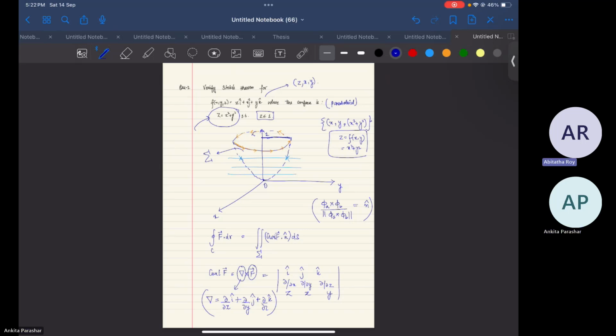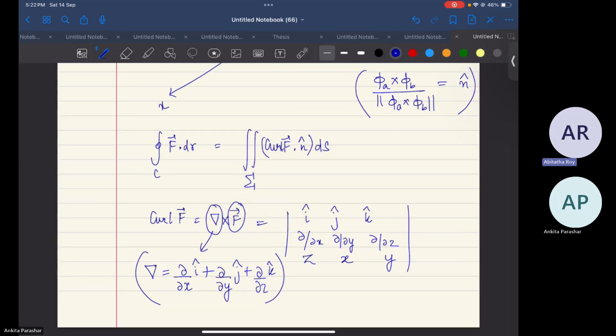The curl will give us (y minus x) i cap plus (z minus y) j cap plus (x minus z) k cap. Wait. Curl f is a vector and it is nothing but just the cross product. So how are you getting certain other thing? I'm a bit confused. What is this cross product? I have written i cap, j cap, k cap, del, and del by del x will give us 1. Like the other two will also give us 1.